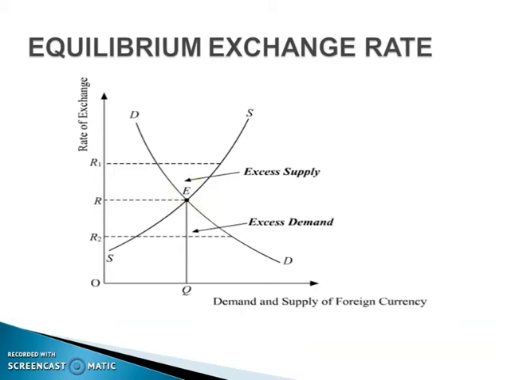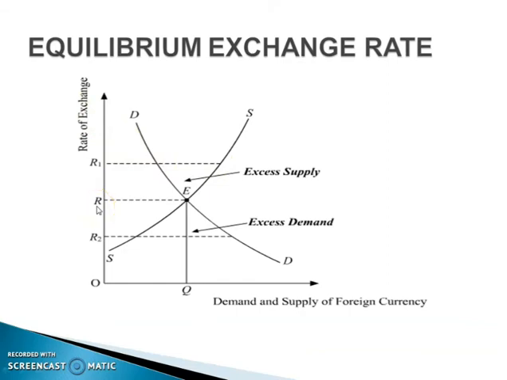At a higher price, there will be an excess supply of foreign exchange in the market. If price increases from R to R1, there is an increased supply, an excess supply in the foreign exchange market. So demand for foreign exchange falls short of supply of foreign exchange. This will push down the price of foreign exchange from R1 to R.